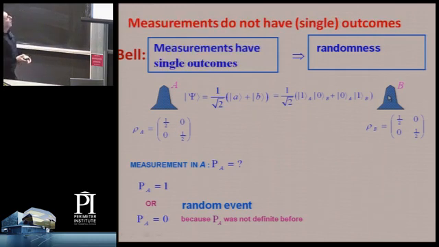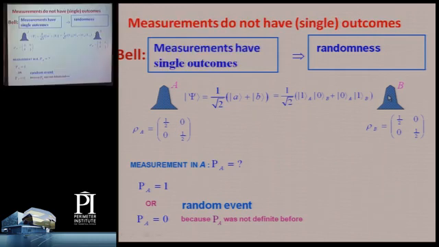Now, if I make a measurement here, and it has a single outcome, I don't have to talk about even collapse or not collapse. I make a measurement here, I get an outcome.